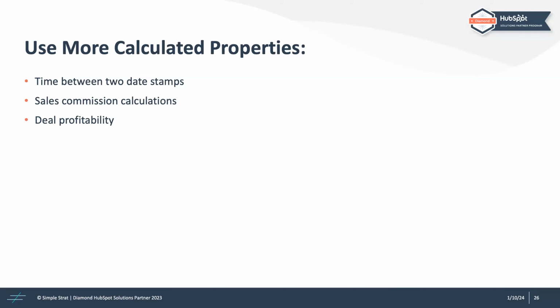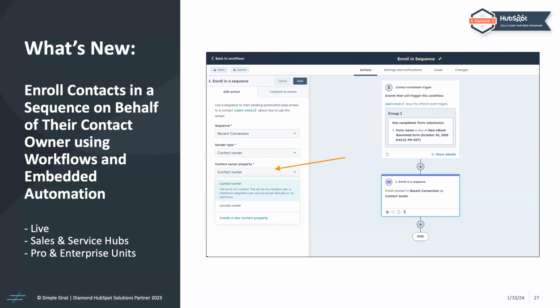If you're at your limit of 5 on Pro, I really encourage you to go in and see how these calculated properties could offer more value. Or if you have never used calculated properties and you're on Professional or Enterprise, I would definitely recommend that you take a look at them.